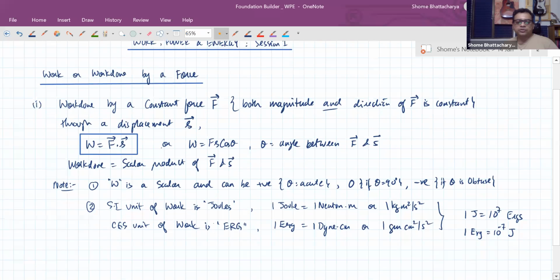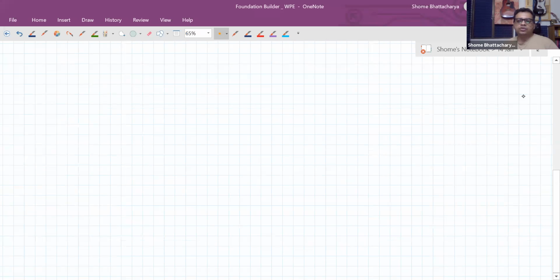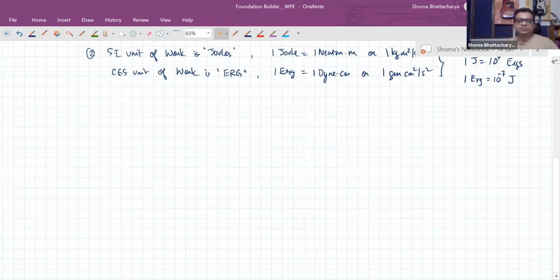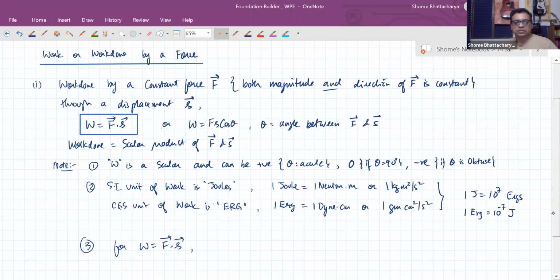Now the most important thing, which we have not talked about till now: when we are doing the dot product of force and displacement, what exactly is the displacement we are talking about? Whose displacement? You have to understand that in detail. For the definition, work done equals F dot S. S is fine, it's displacement, but the question is, what displacement do we have to measure? Let's finish this off first.